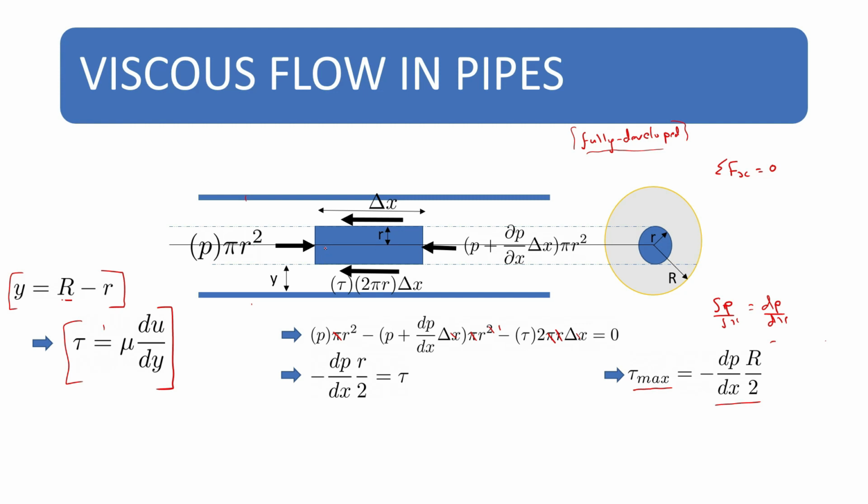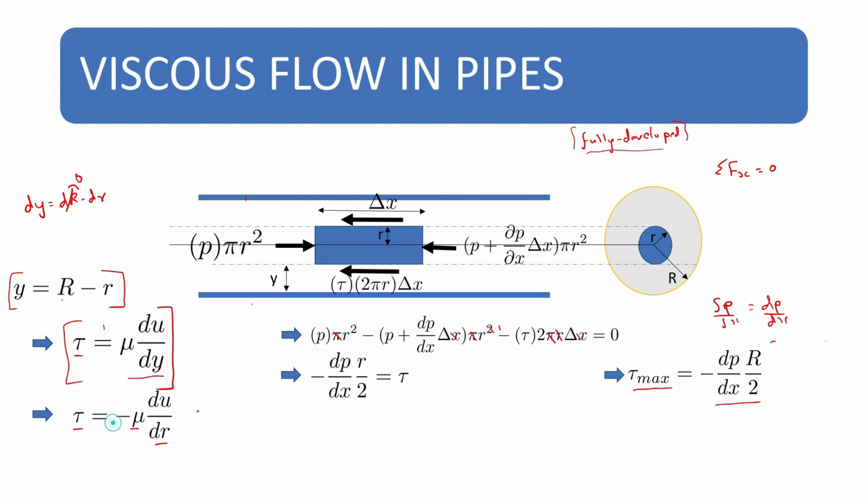Small r is the radius of the cylindrical element, capital R is the total radius, and y is the distance from the pipe wall. So small y is equal to capital R minus small r. So tau is equal to mu into du by dy. And if you convert this, tau is equal to minus mu into du by dr. Since y is equal to capital R minus small r, you can write dy is equal to dR minus dr. This is a constant, so this will become 0. So dy will become minus dr. So you can write minus mu into du by dr.